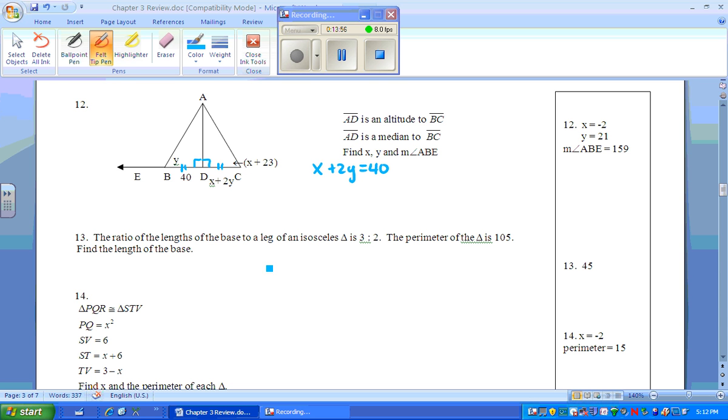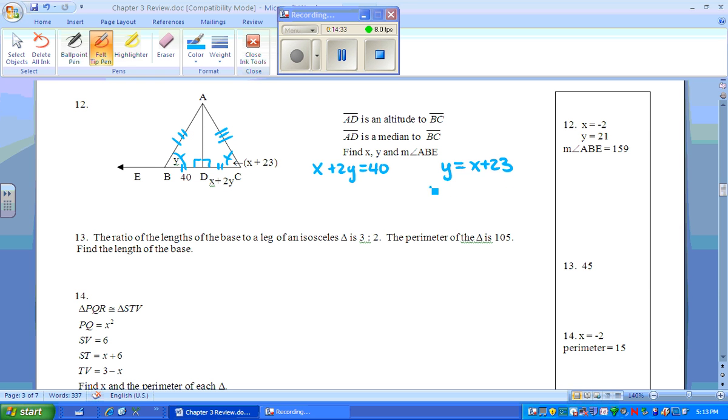And now I'm stuck. But what else do I know is that we learned, and I hope you take out of this class, if it's one of the 10 things that you learn, that in a triangle, the line from the vertex to the base, if it is an altitude and a median, if it is both of those things, that means this triangle has to be isosceles. Which then, if this triangle is isosceles, you know if sides, then angles. These 2 angles are congruent. So I can set y equal to x plus 23 for my second equation.